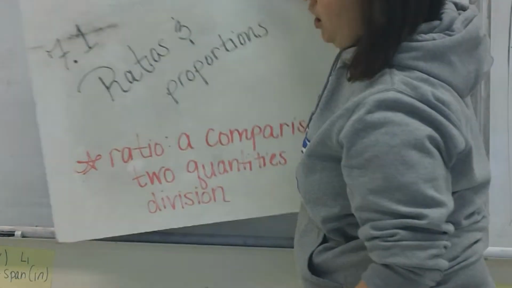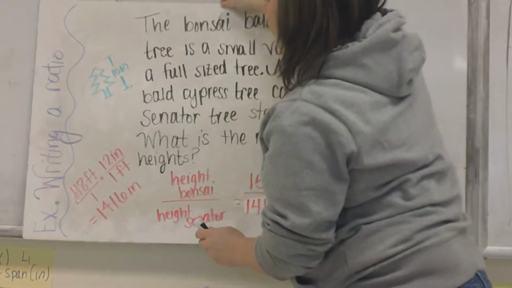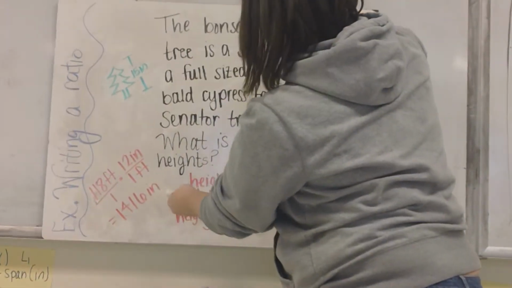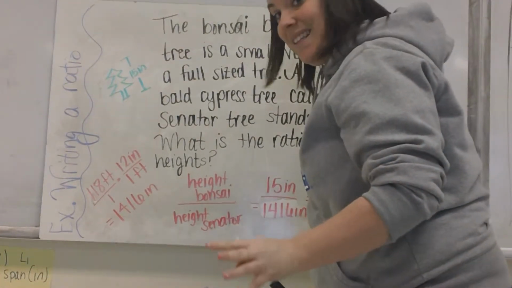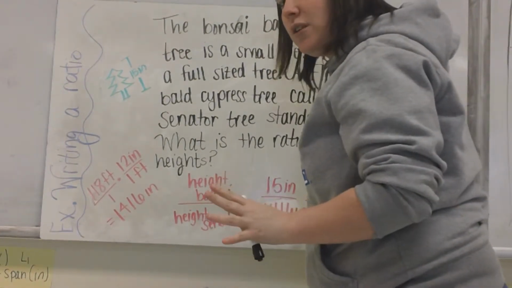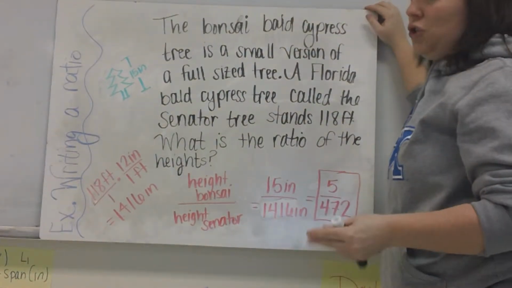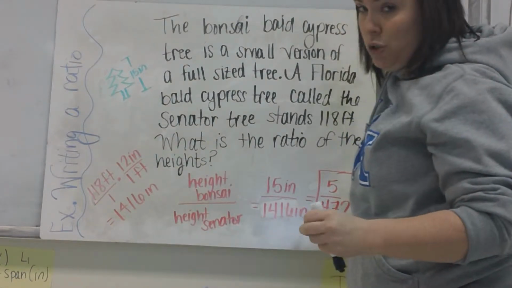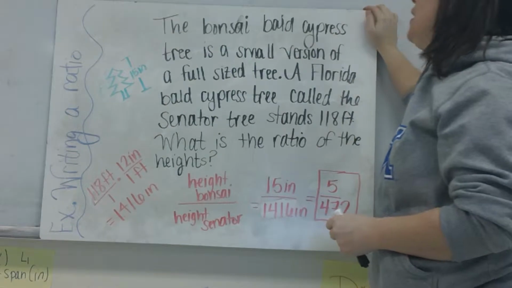So the first thing I want to talk about is writing a ratio. So when we write a ratio, you have to make sure that they're in the same units because you do not have units of measurements on this. So here I have a bonsai bald cypress tree, and if you've ever seen a bonsai tree, it's a miniature tree that looks like a humongous tree.